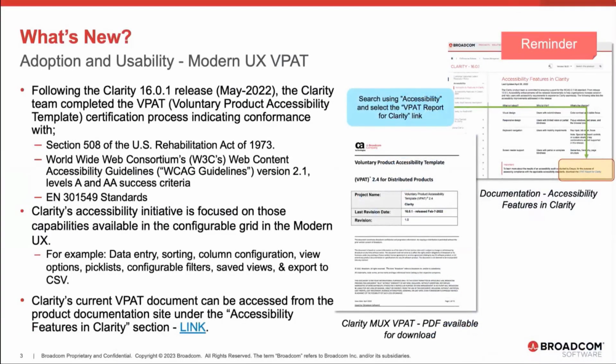If you recall, following Clarity's 16.01 release in May of 2022, the team completed the VPAT certification process, which indicates conformance with Section 508, the Main Accessibility Act for the U.S., WCAG 2.1, levels A and AA success criterion, and the EN 301-549 standards, which is essentially the European standard for digital accessibility.